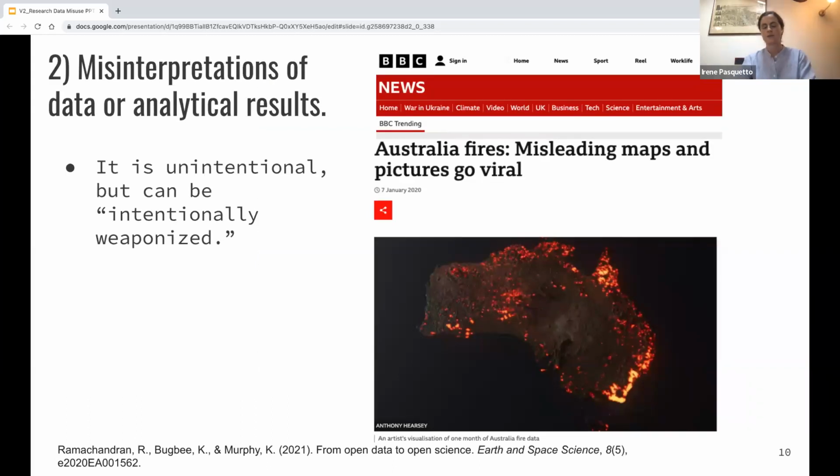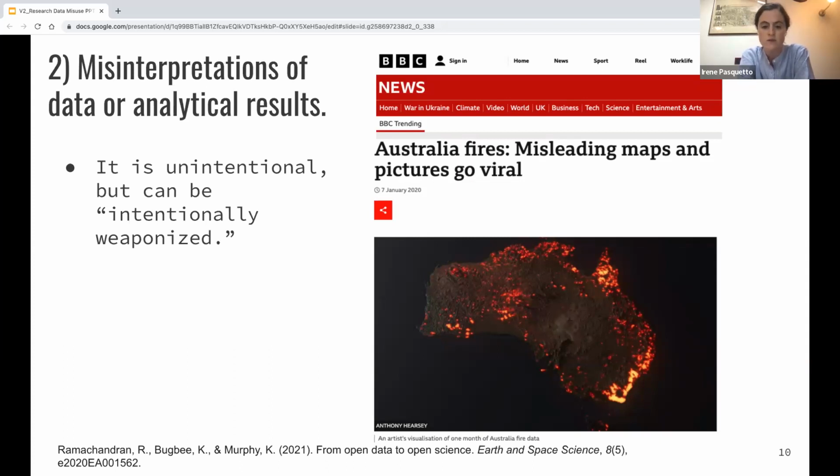So the second kind that we identified is about misinterpreting the data. It is different from the first type, because the mistake or error in this case is not in the analysis of the data, but in its interpretation. Let me give you an example from our literature review. In 2019, NASA released some data about wildfires in Australia. An artist reused this open data to create a map of these wildfires, which became viral, and it was shared by many people online and also by celebrities, with the good intention, obviously, of raising awareness about the scale and the gravity of these wildfires.